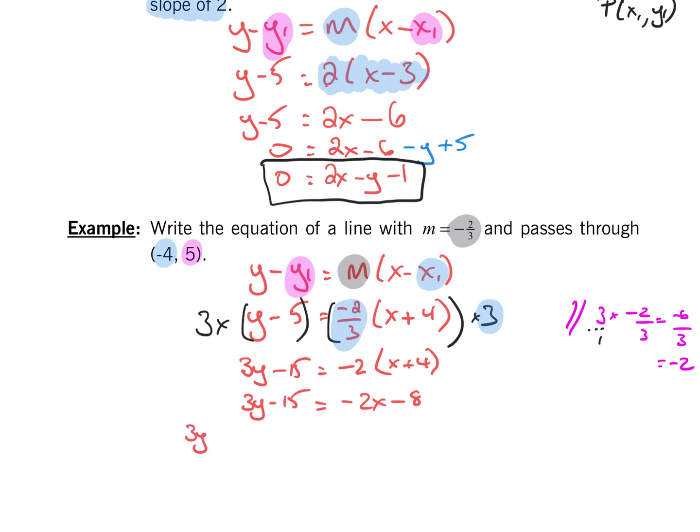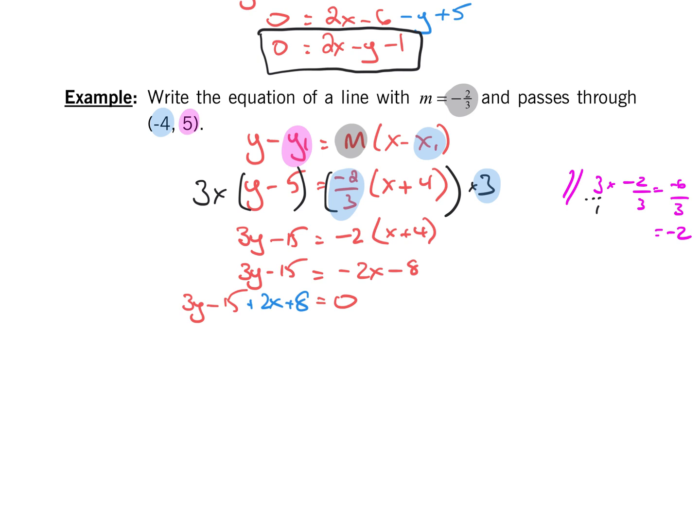So 3y minus 15 plus 2x plus 8 equals 0. Then we'll simplify. X comes first. So 2x plus 3y minus 15 plus 8 is -7, and that is equal to 0. And that is an equation of the line that has a slope of -2/3 and passes through -4, 5.